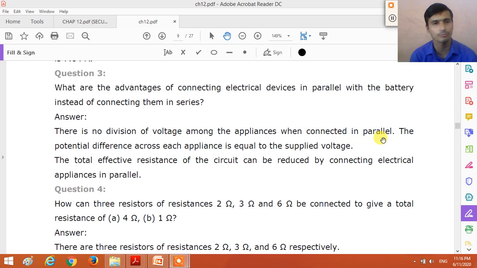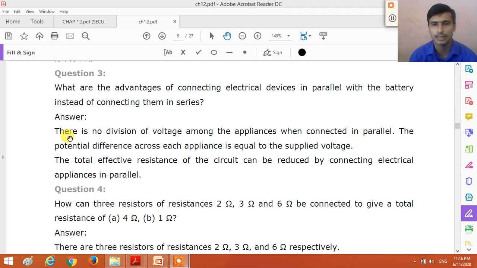So dear students, we know that when several resistors are connected in parallel, the potential difference across each resistor is the same. Similarly, when several appliances are connected in parallel, the potential across each appliance is the same. So there is no division of voltage among the appliances, whereas when connected in series, the voltage is divided among all the appliances. So that is the first advantage of electric devices connected in parallel.